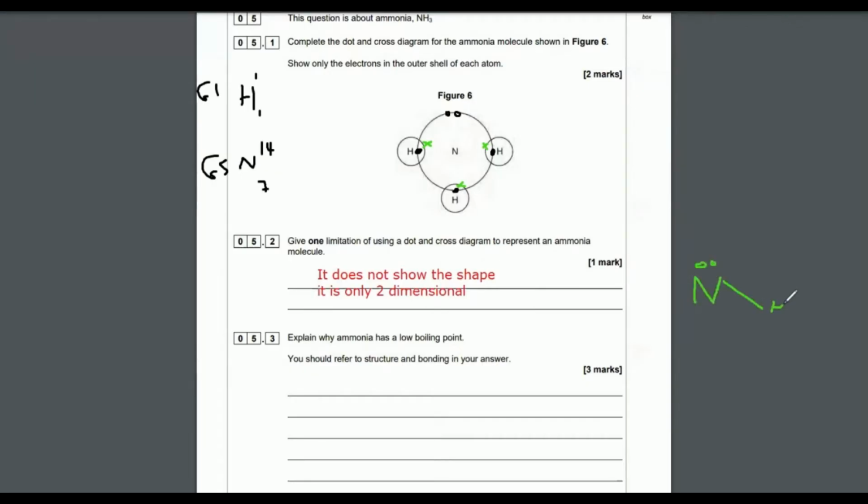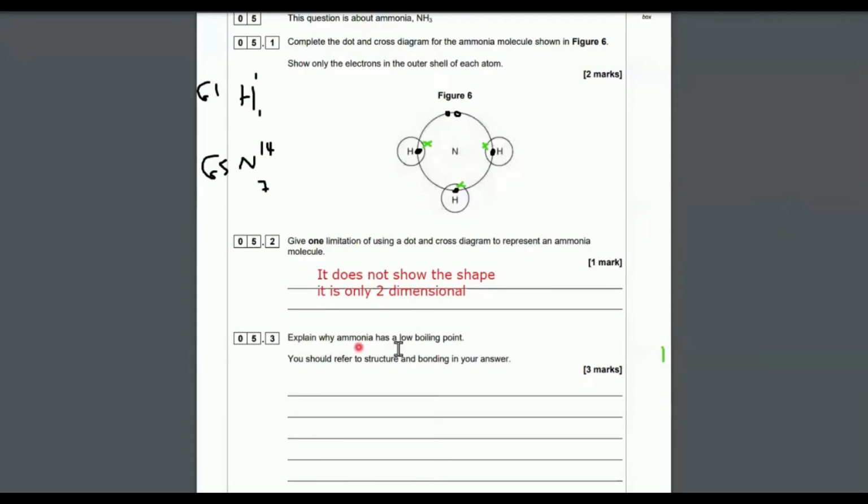It's actually shaped like a pyramid, just like this. I'm drawing it over here on the side in green. This molecule is actually shaped like a pyramid. That's how that molecule is actually shaped, but you wouldn't know that from the dot and cross diagram.